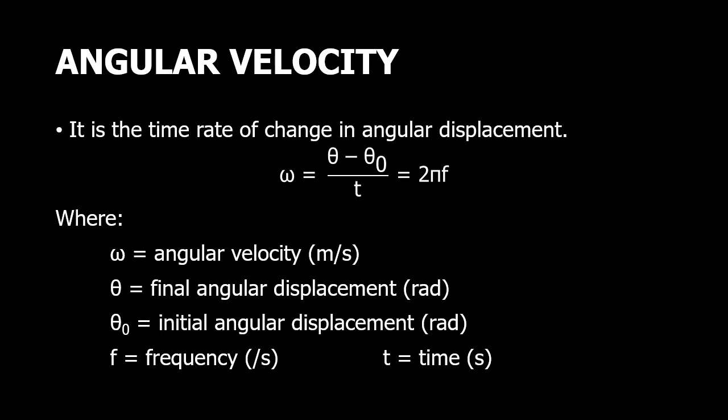So, paano nakuha natin yung radians per second? Remember that angular displacement is measured in radians, and we divide it by time, which is measured in seconds. Therefore, radians divided by seconds will give us the unit radians per second.